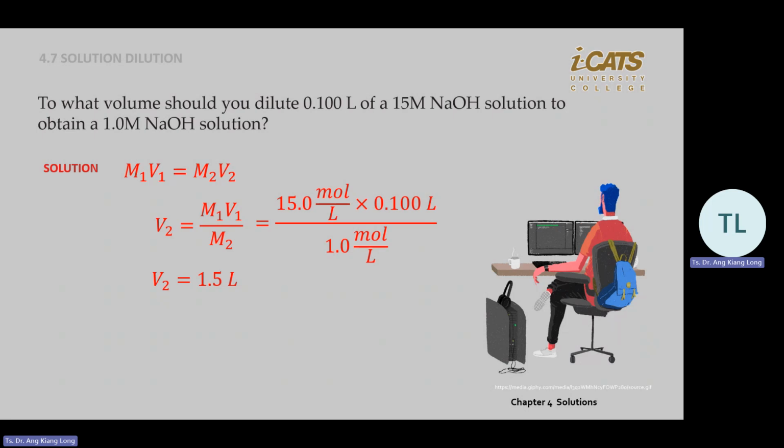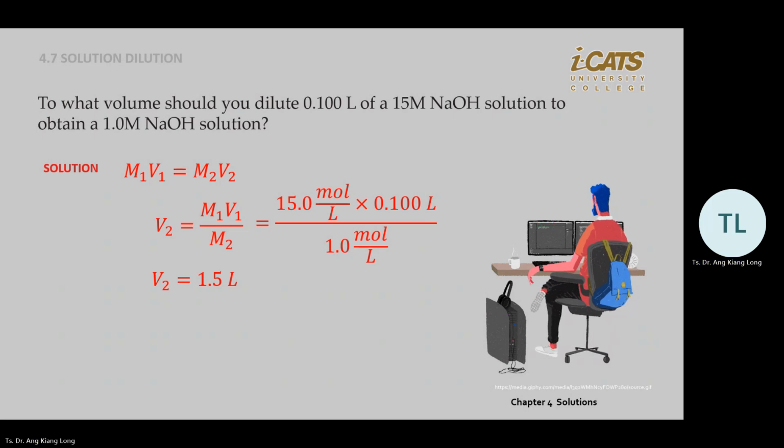This is 4.7, solution dilution. Again, try to think how your lecturer may trick you or ask you a question. It might give you a question from the previous section. Maybe your NaOH will be given in gram. You need to convert gram into mole. Then you do the calculation.